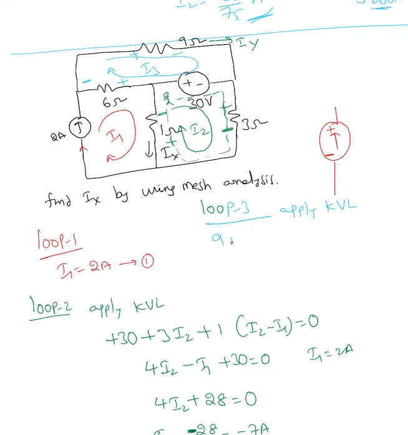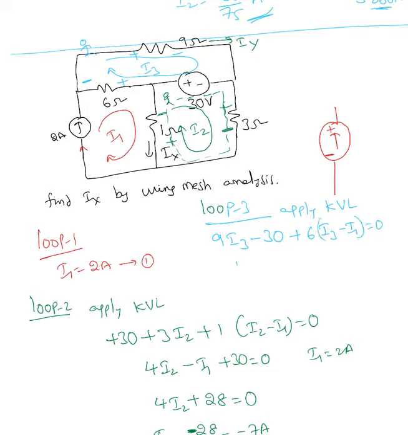So 9I3. Do I need to start with this element all the time? No, you can start with 6 or you can start with 30, but I always start at a corner, where there is an individual current like I3 or I2 instead of I3 minus I2, I3 minus I1, something like that. So 9I3 minus 30, see, now this is acting like a source because I'm entering into the negative terminal, plus 6 times (I3 minus I1) equal to 0.